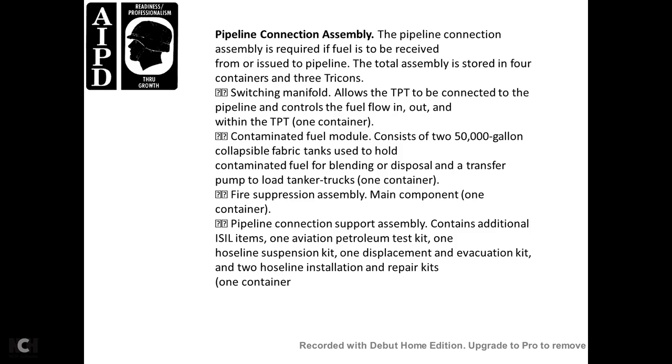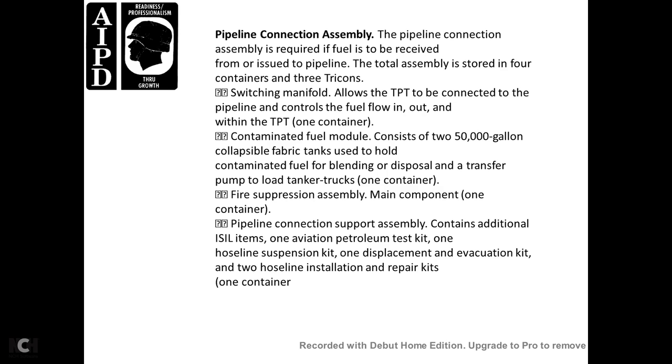This shows a tactical petroleum terminal layout. Pipeline connection assembly: the pipeline connection assembly is where fuel is received from or issued to the pipeline. The total assembly is stored in 4 containers with 3 tricons. This manifold allows the tactical petroleum terminal to be connected with the pipeline and controls the flow in and out within the tactical petroleum container terminal.